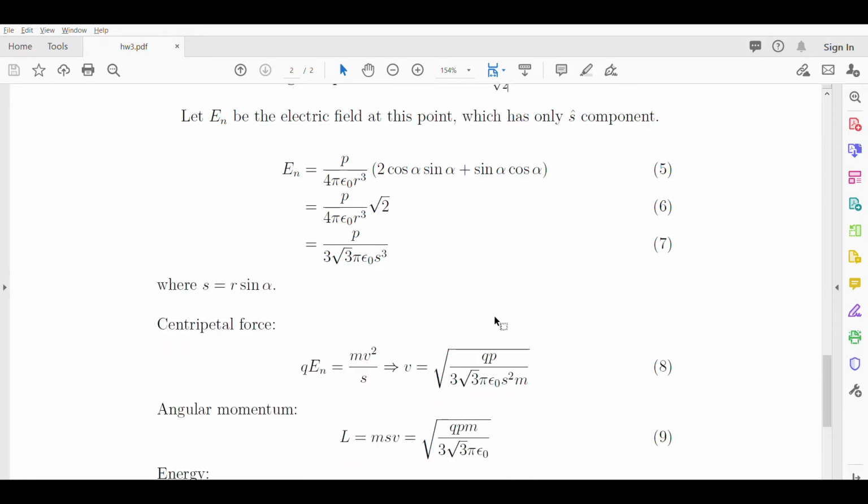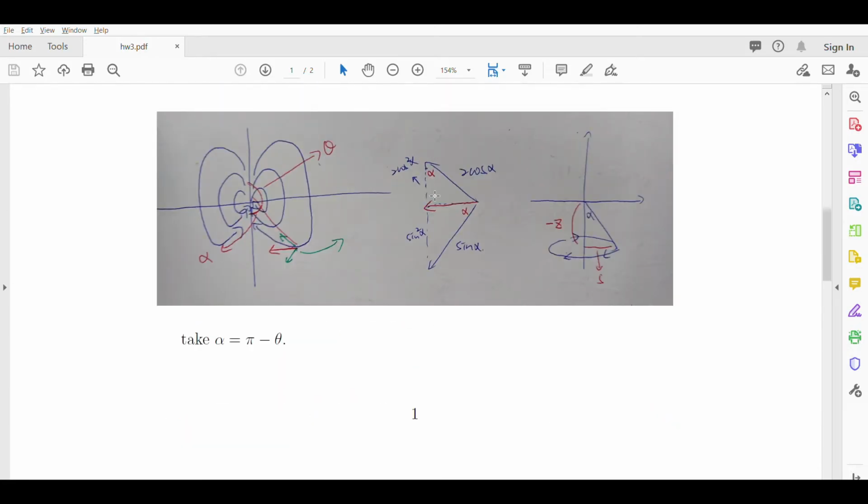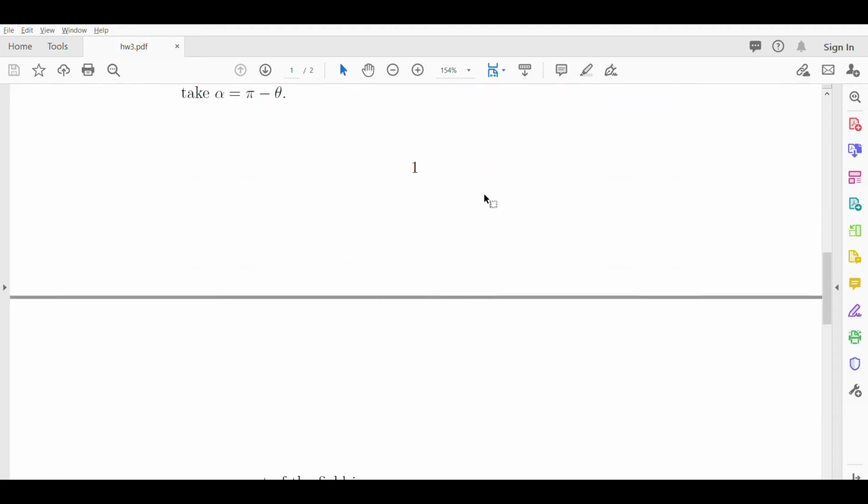We can use the fact that the electric force serves as the centripetal force to solve for the speed, but first we must find the field. Let En be the field at this point. We can go back to this figure to have a clearer look. Obviously, the total field is the sum of the s components of these two vectors, which is 2 times cosine alpha times sine alpha, plus sine alpha times cosine alpha.